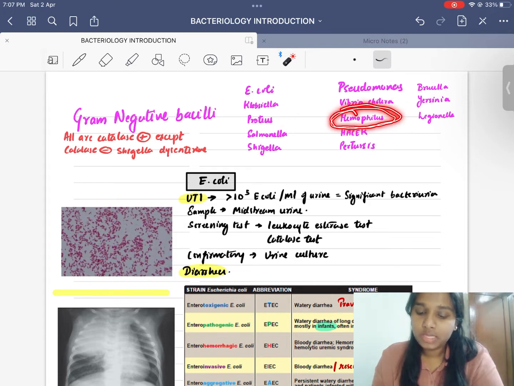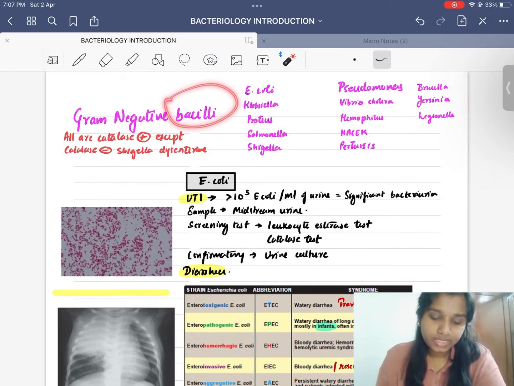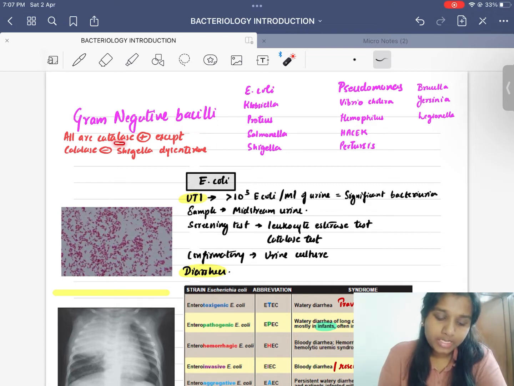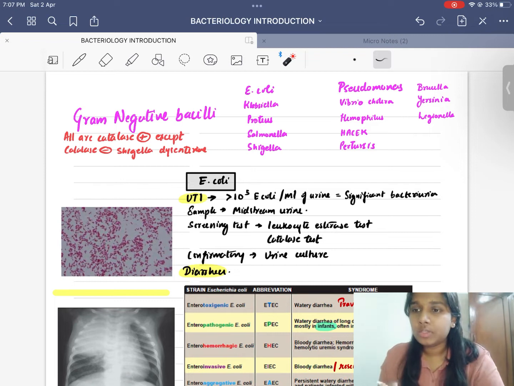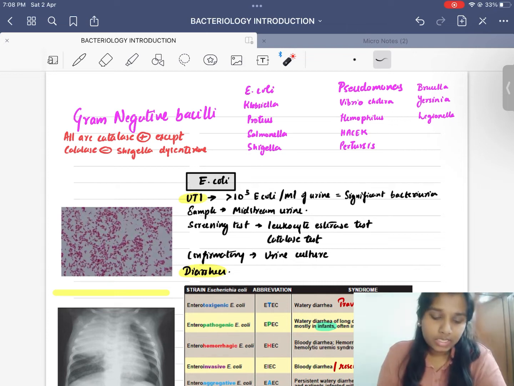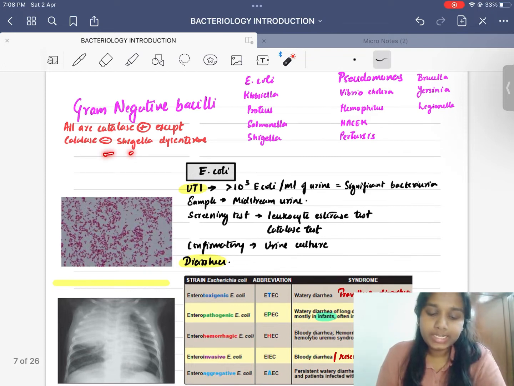Haemophilus, what was the thing we need to remember? Haemophilus, he likes chocolate, right? So it's grown on chocolate agar. Then Bordetella pertussis, Brucella, Yersinia, Legionella. All these are gram-negative bacilli. Now, all of the bacilli are catalase positive. This is about gram-negative. When I was talking about gram-positive, the catalase positive one was Staphylococcus. In gram-negative bacilli, all are catalase positive except for Shigella dysenteriae.